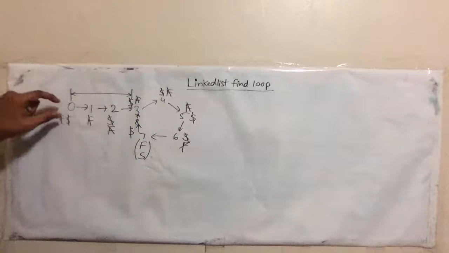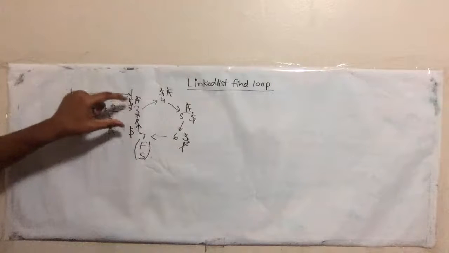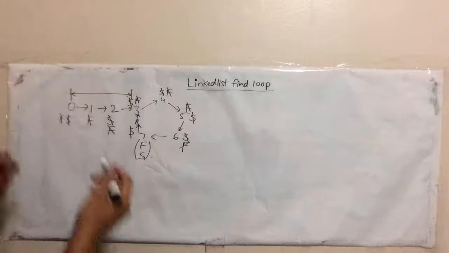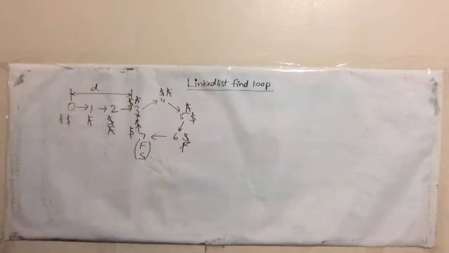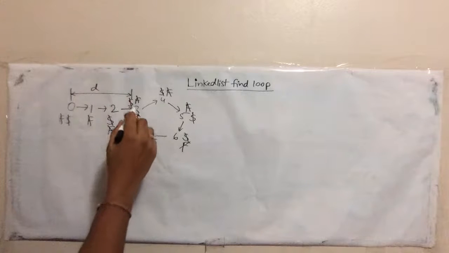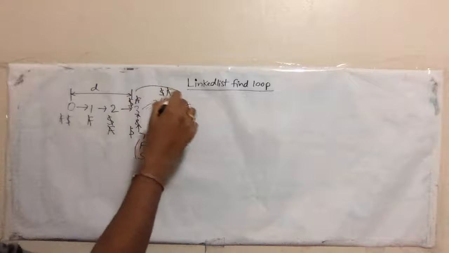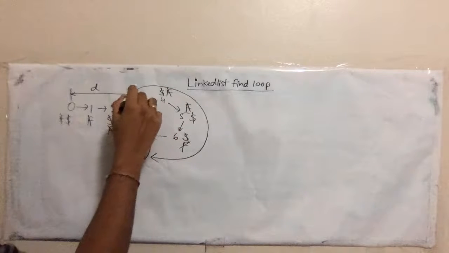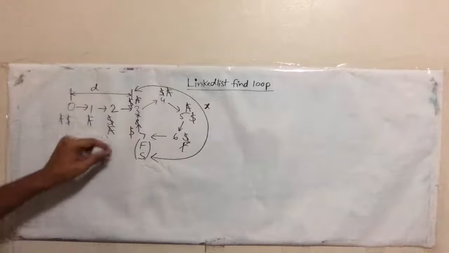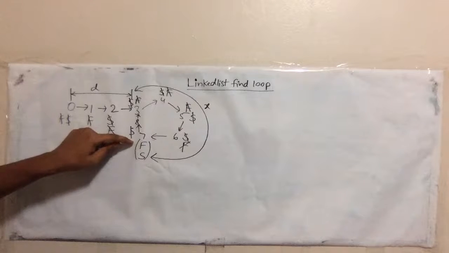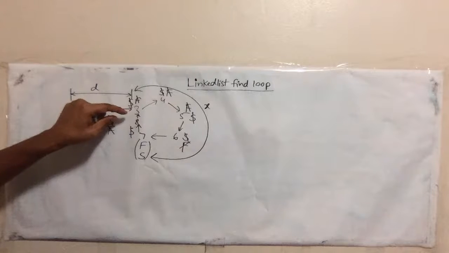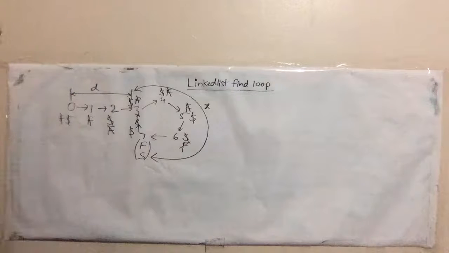Say for example, from the initial element to the node where the actual loop begins, I will call this distance d. And I will call this part, from here to here, what is the distance? Say x. If we iterate this distance from here to here, we will know what that node is, right?